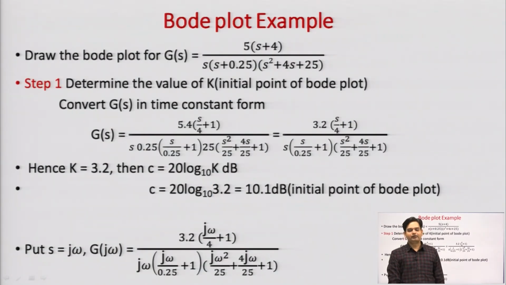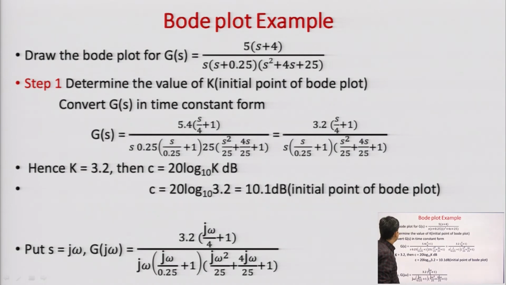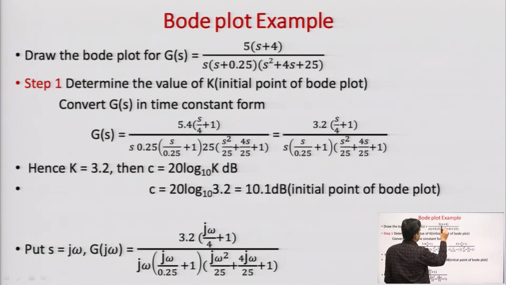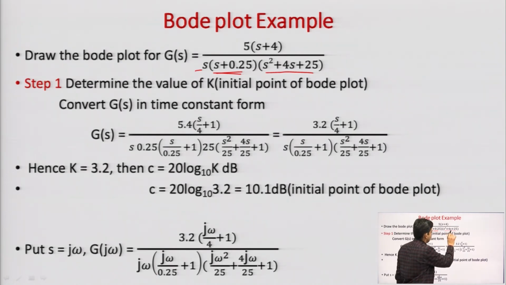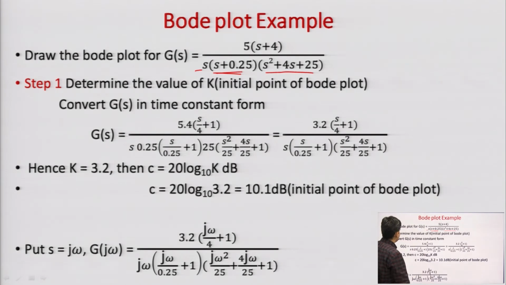Now, we will take this example of Bode plot, where we have G equal to 5 (s plus 4) over s (s plus 0.25)(s square plus 4 s plus 25). So, you can see the 1 over s term is here, the integral term, s plus 4 and s plus 0.25 are first order factors, and s square plus 4 s plus 25 is a second order factor. First, we need to convert to time constant form, 1 plus s T form, everywhere. After converting, this is my expression.